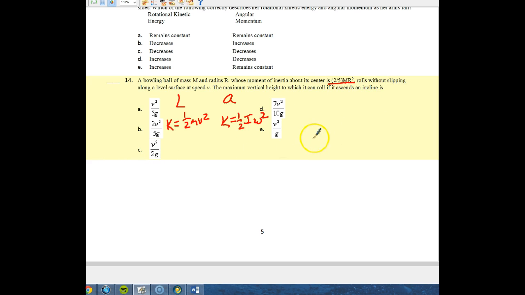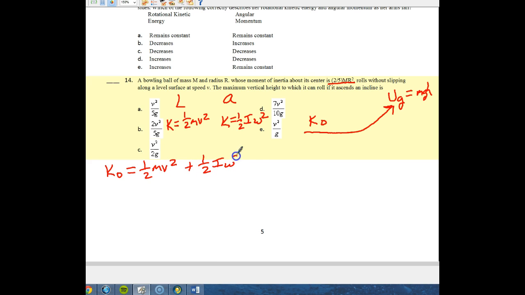Well, if the ball is down on the ground and then rolls up, we know that the kinetic energy that it begins with should be equal to the potential energy due to gravity at the top. Potential energy due to gravity we know is mgh, and our original kinetic energy has got to be the sum of these two. So let's figure out what our original kinetic energy is. It would be 1/2 of mv squared plus 1/2 of I omega squared.